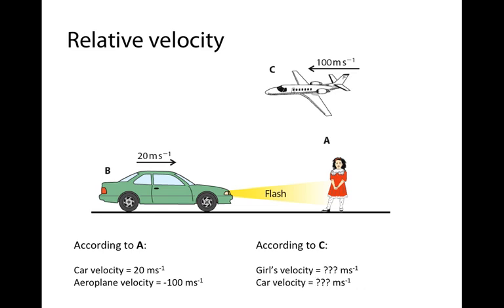As an exercise, work out according to C what is happening. C imagines itself to be stationary, so what will be the velocity of A according to C, and what will be the velocity of B according to C. Okay, so I'll leave you with that exercise.